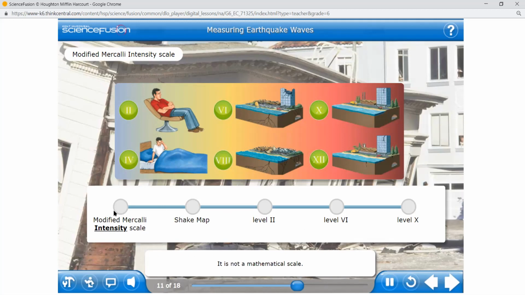It is not a mathematical scale. Instead, it is based on observed effects. An earthquake's intensity is different in different locations. Click the dots on the line.